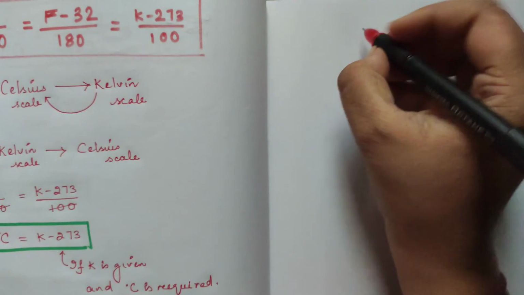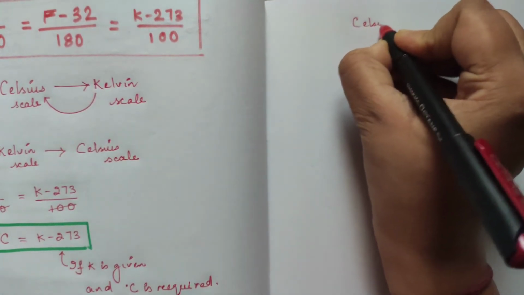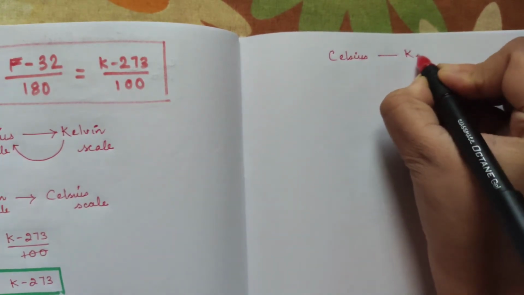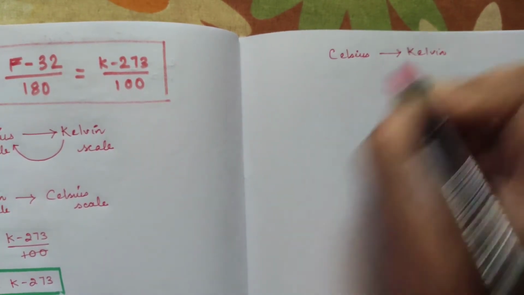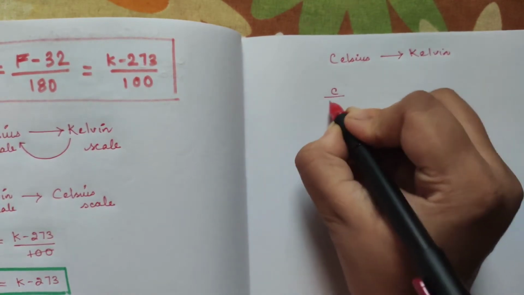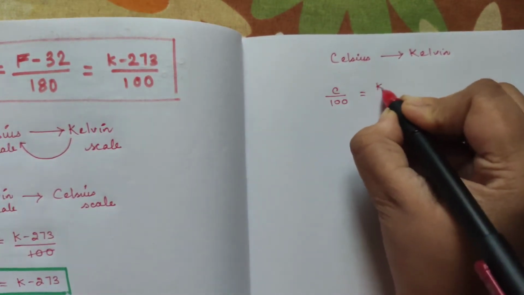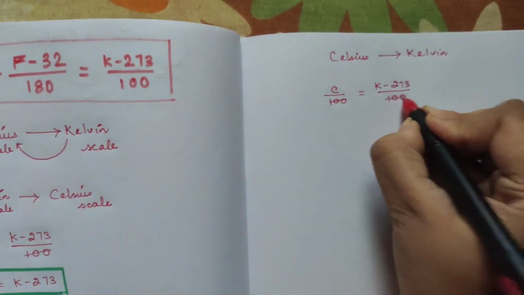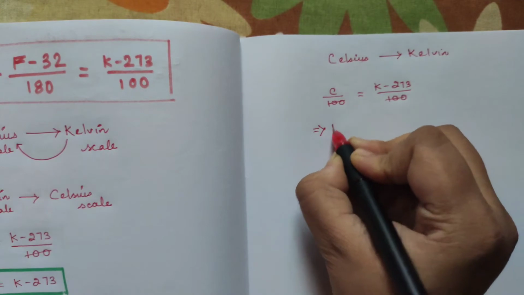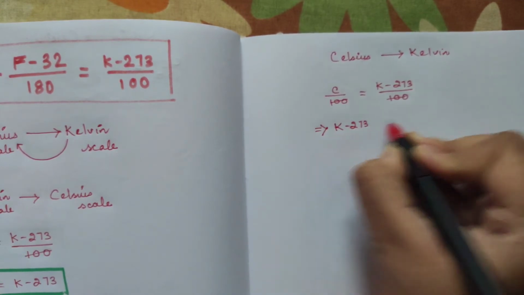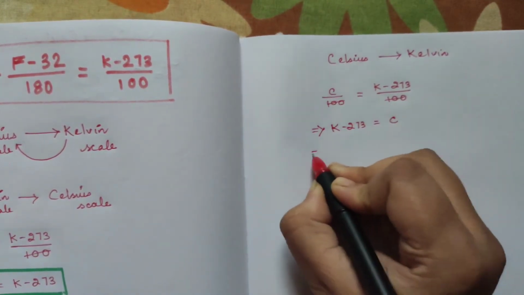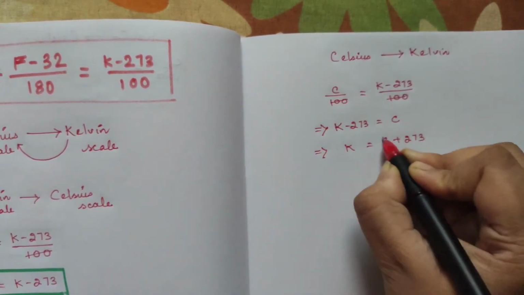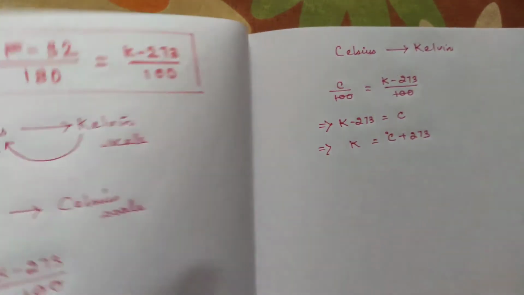So now, over here we'll convert Celsius to Kelvin. So now, again the formula: C by 100 equals K minus 273 by 100. Cross multiply. As I've told in the beginning, whichever side you want to find out, you have to take it to the LHS side. K equals C plus 273. Okay, this is our formula.